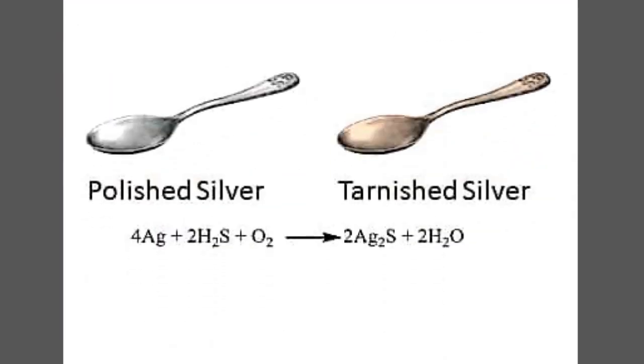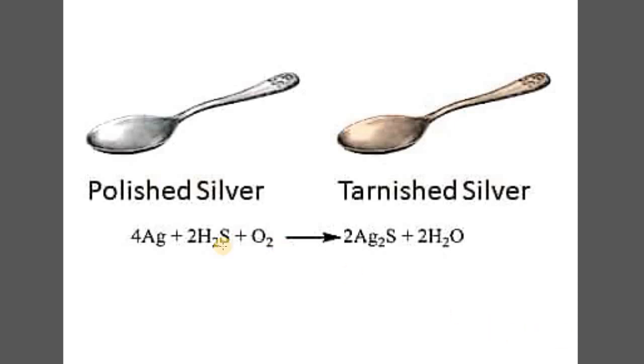Now, this is also one of the very common forms of corrosion. You can see a material made of silver: in this picture, polished silver, and the other one is tarnished silver, meaning it has undergone the process of corrosion. But again, the process is quite slow and gradual. So what is happening in this case?